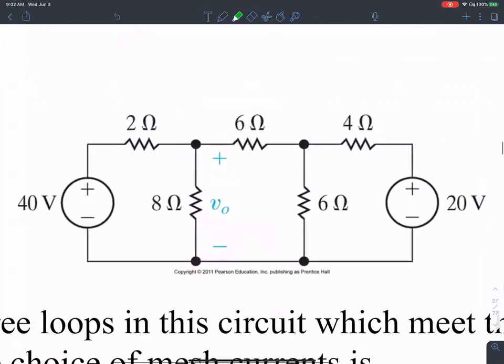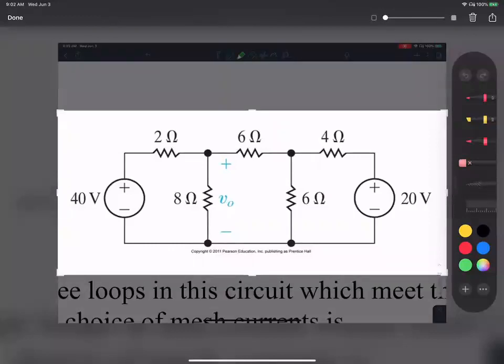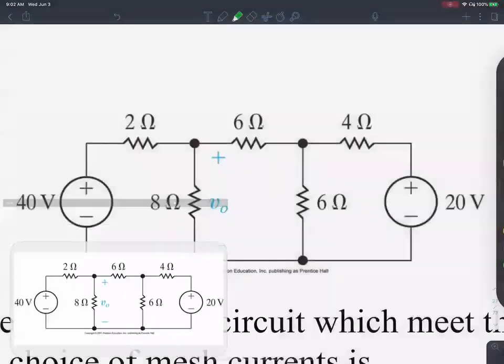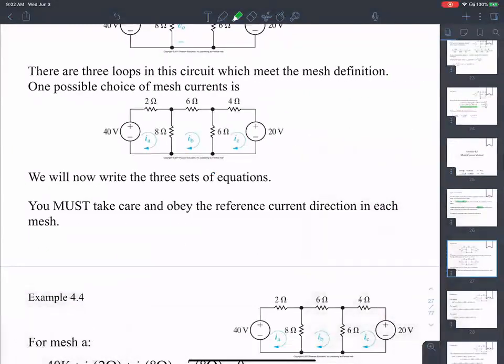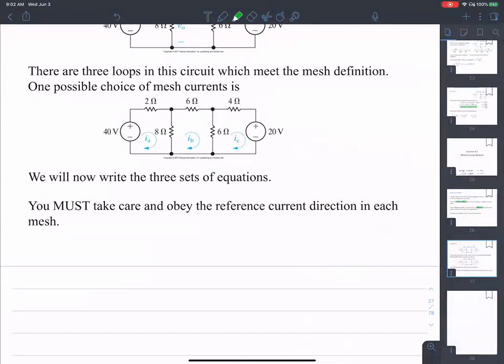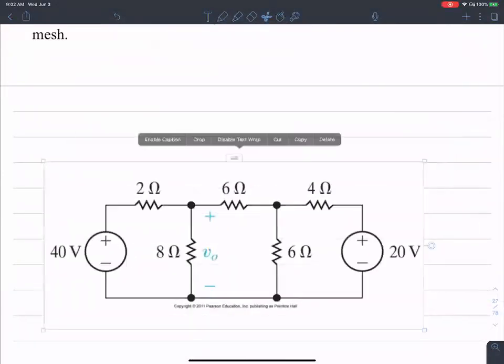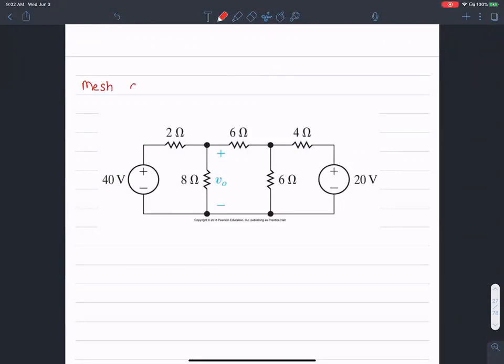Let's start by doing this. Capturing this, copy this. Let me add a page here. Here is the circuit that I'm trying to solve using the mesh current method.